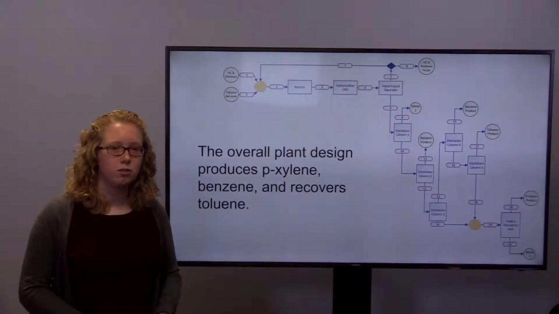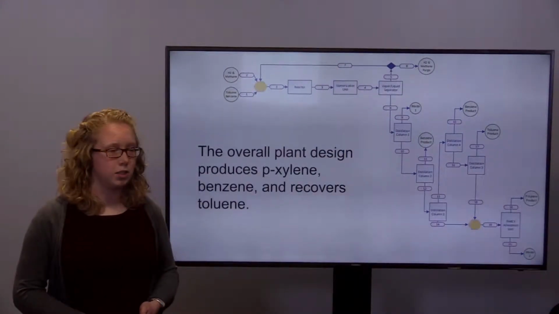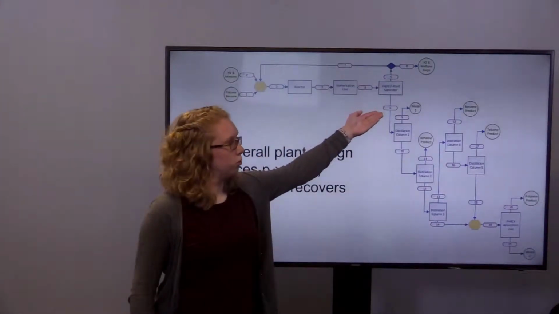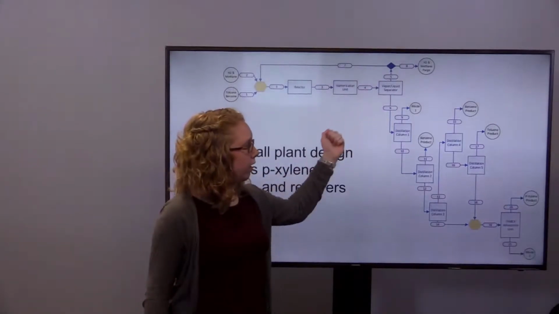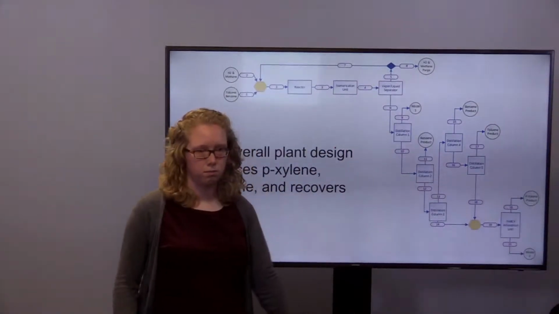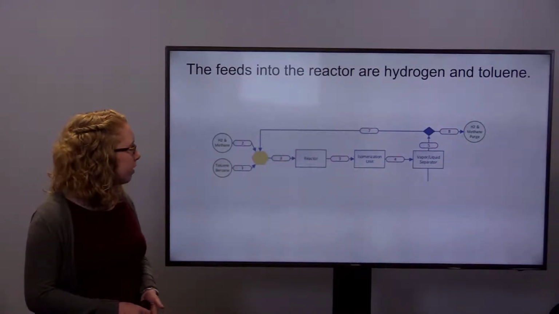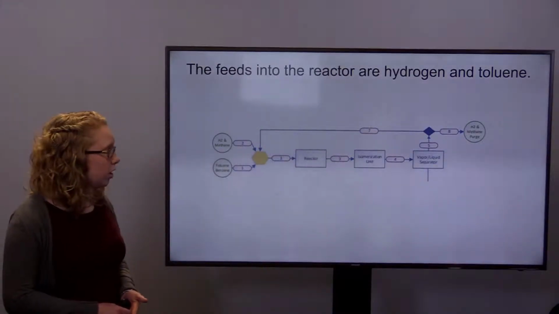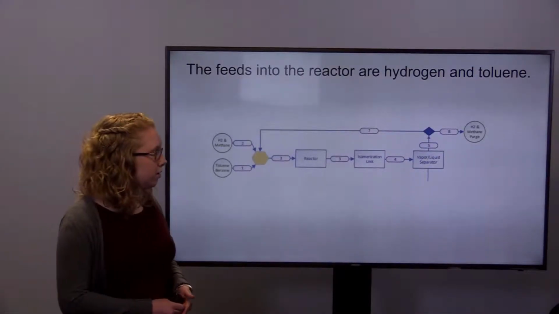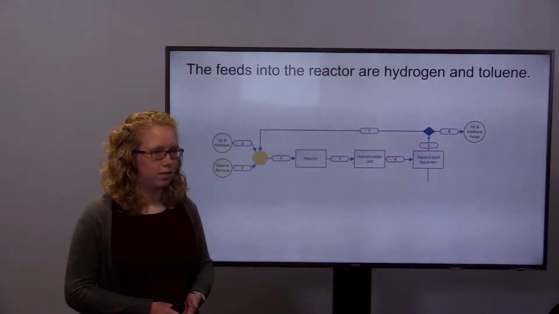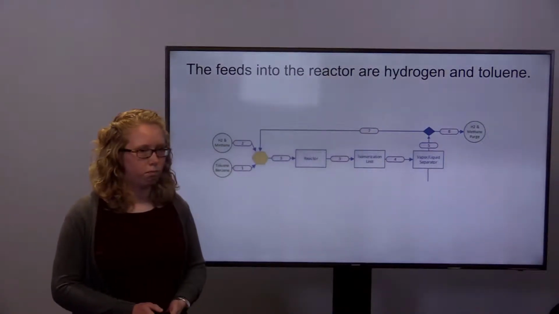And here is our overall plant design, which includes 3 main sections, including our reactor system, the removal of lights and recycle, and our purification system. And here's our reactor system, which includes the feeds of hydrogen and toluene, and also includes the removal of the lights, which are hydrogen and methane, and the recycle back into the reactor.